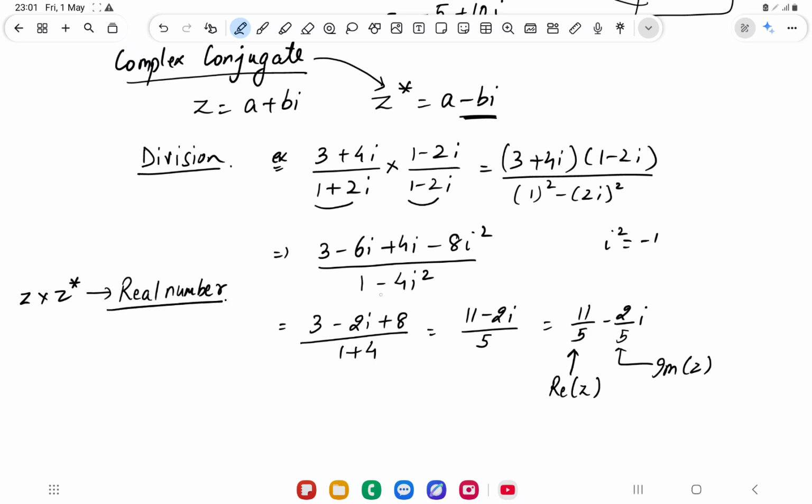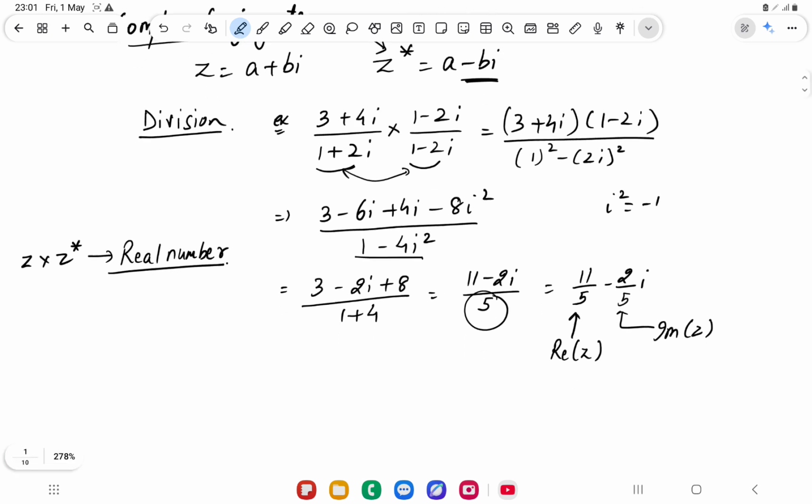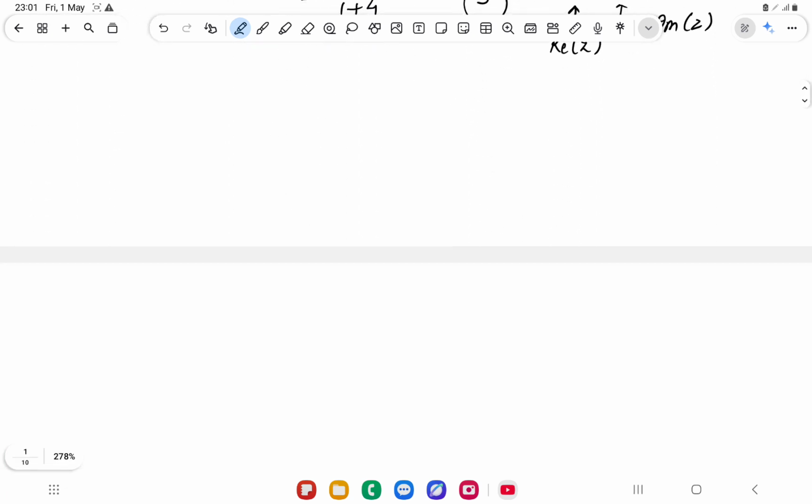Why? You can see in the denominator, when I multiplied these two, I got 1 minus 4i square, that leads to 5. Now the next topic that comes is the Argand diagram. This is also a very important topic when it comes to complex numbers. So Argand diagram is nothing but simply plotting on x and y axis. Normally we plot 2, 3 real numbers.